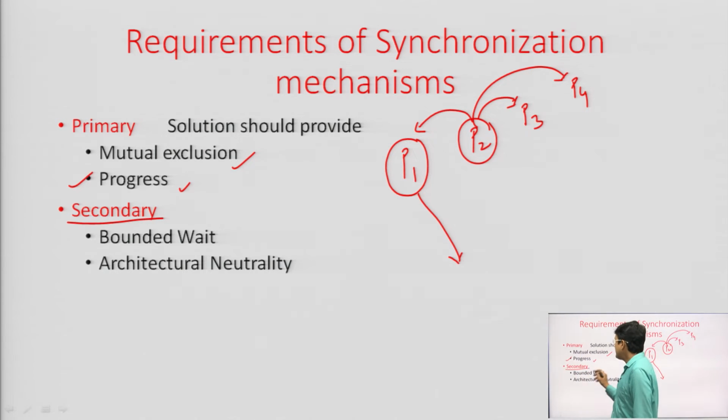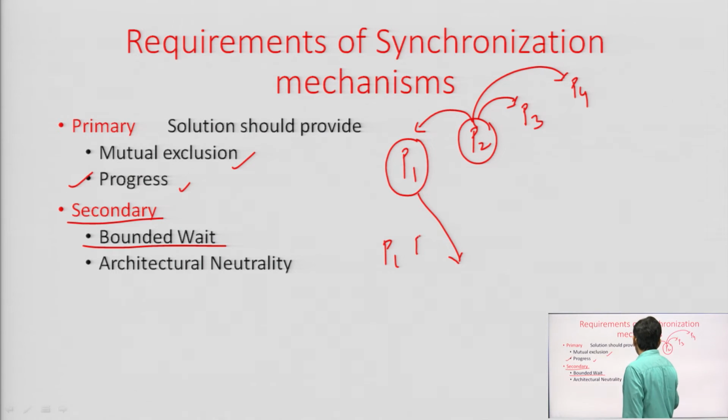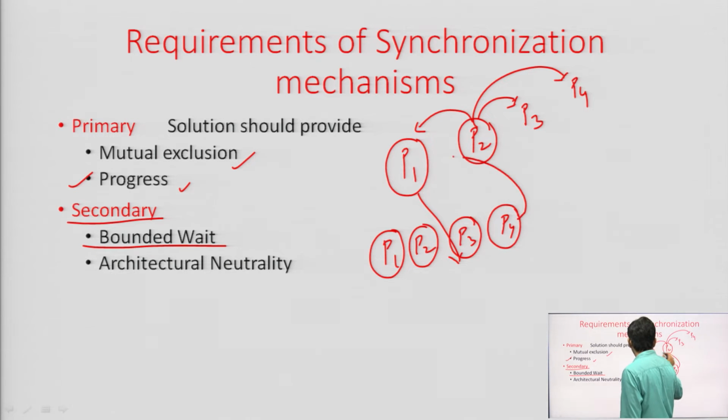The secondary condition is the bounded wait. Bounded wait means, let us say there are 4 processes and we have created an order. All these 4 are interested in accessing the critical section. So, we have devised a mechanism of round robin, that first P1 should execute, then P2 should execute, then P3 should execute, then P4 should execute, and again it comes to the turn of P1.